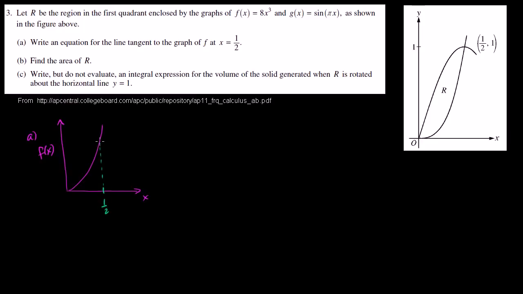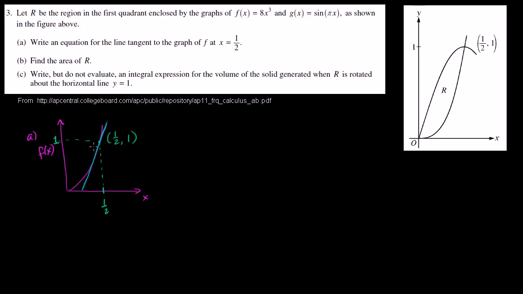If you go up here, if you evaluate f of 1/2, you get 8 times 1/2 to the third, which is 8 times 1/8, which is 1. And they actually gave us that already on this point. This is the point 1/2, comma 1. And we need to find the equation for the tangent line. So the tangent line will look something like that. To figure out its equation, we just figure out its slope, and then we know a point that it's on, and you could use point slope, or you could just use your standard slope intercept form to give an equation for that line.